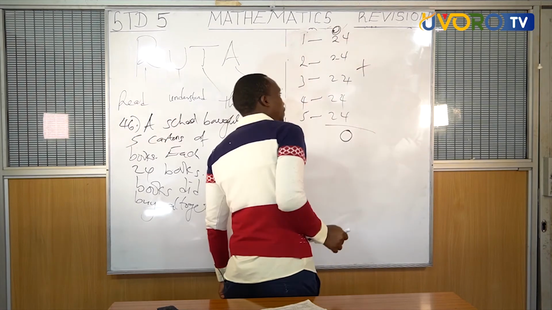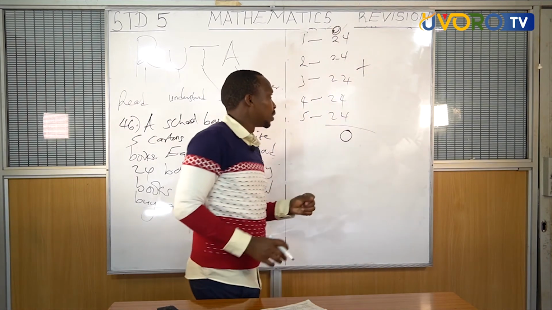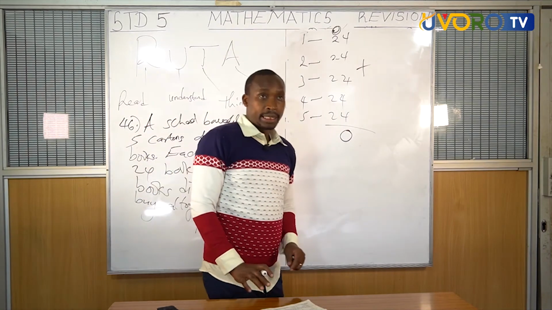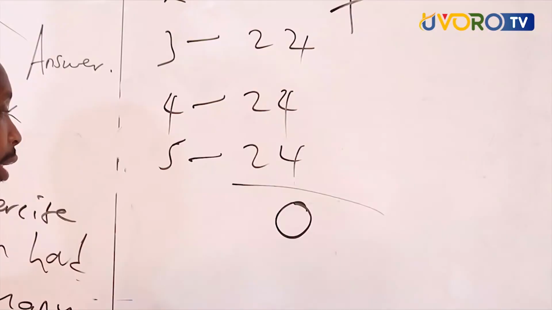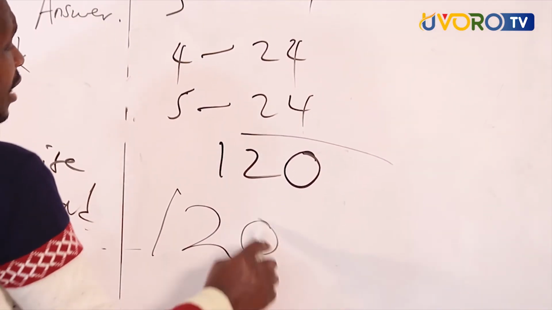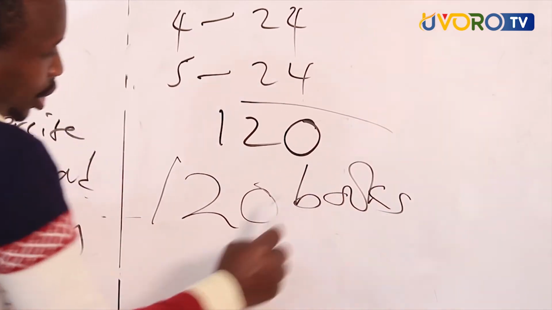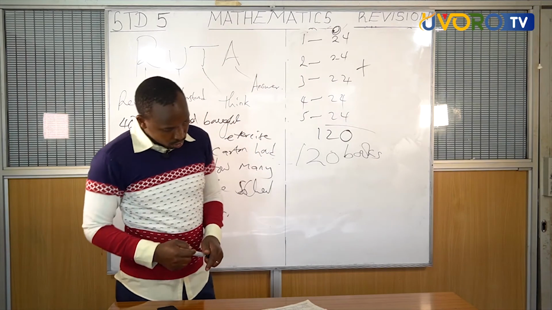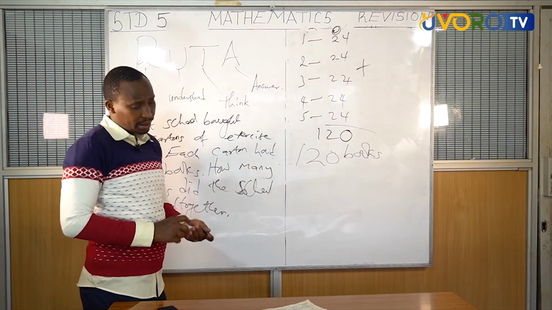2 plus 2? 4. 4 plus 2? 6. 6 plus 2? 8. 8 plus 2? 10. 10 plus the 2 we carried? 12. So these people had 120 what? Books. 120 books. We go to question number 47.